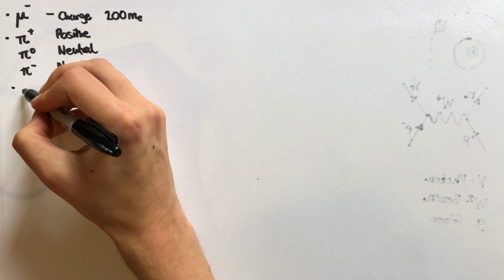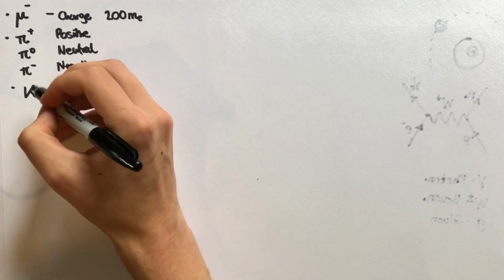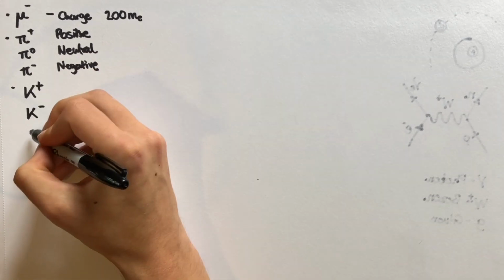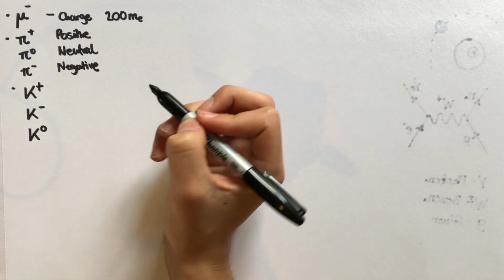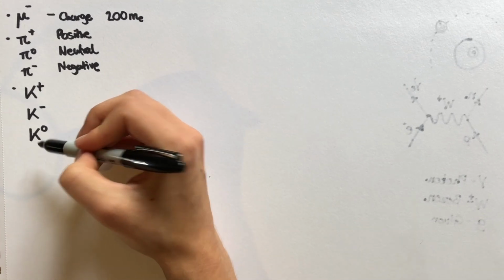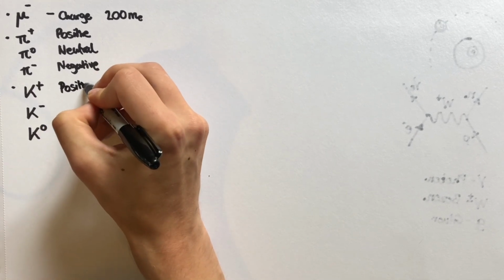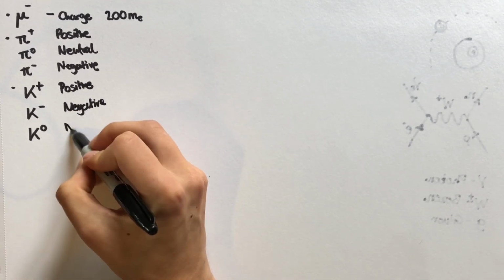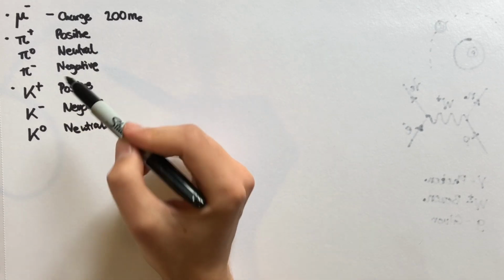And finally we have the kaon, which has been given the symbol K. There are actually 4 different types of kaon. There's the K plus, there's the K minus, and there are 2 different types of K0. When we come on to look at the quark composition of kaons, then we'll discover why there are 2 different types of K0. Fairly obviously the K plus is positively charged, the K minus is negatively charged, and the K0 is neutral. And as for the mass, it's more than the pion, but still less than the proton.